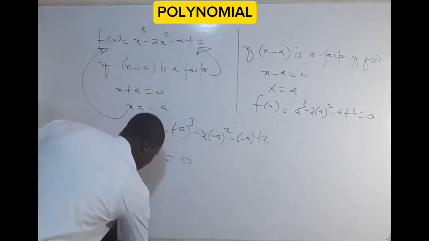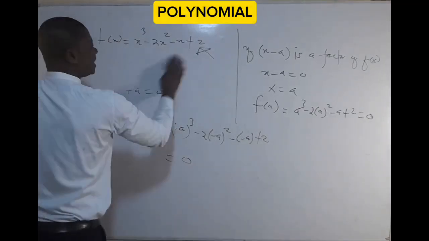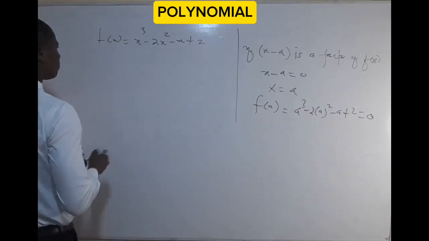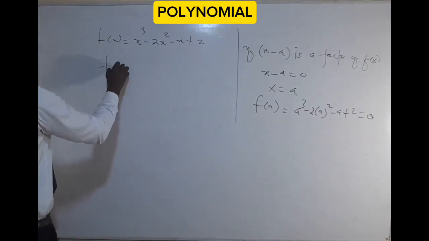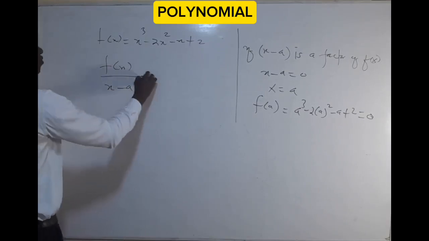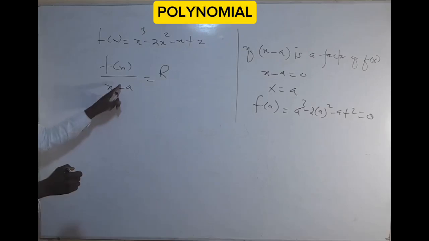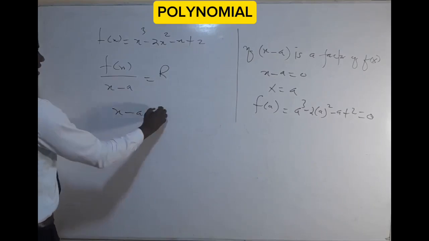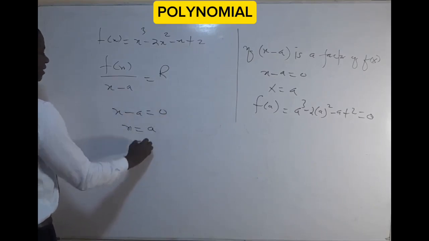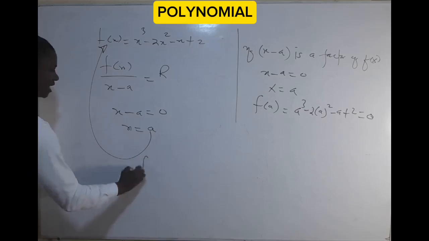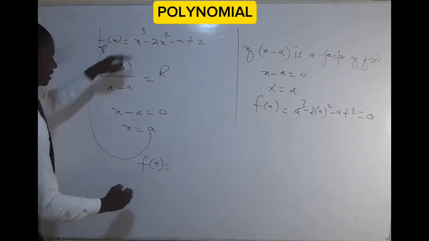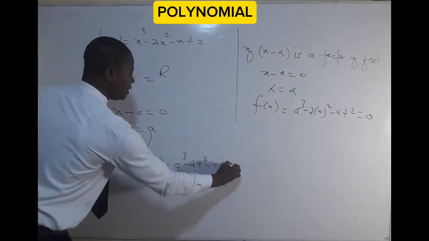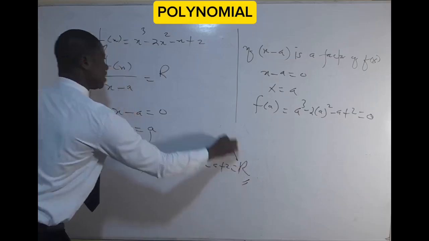So take note of that. Now look at this. So that's the idea behind factor theorem. Now, if when we divide f of x by x minus a we are getting a remainder, that is, we are getting a value, then it means that when you equate the divisor to 0 and make x the subject, you are getting a. When you take a back here, we have what you call f of a. That means wherever you see x, you represent that by a. So we have a cubed minus 2a squared minus a plus 2. This must give you that remainder.